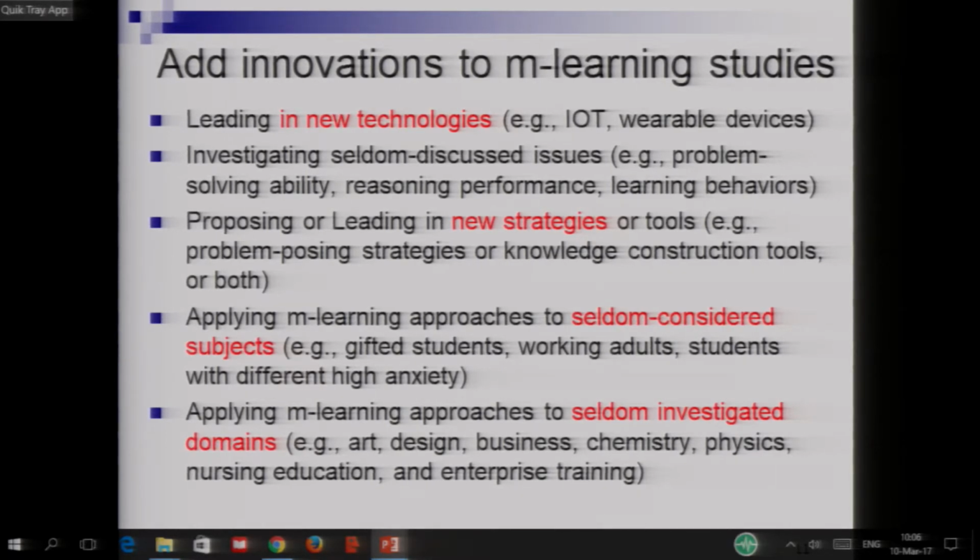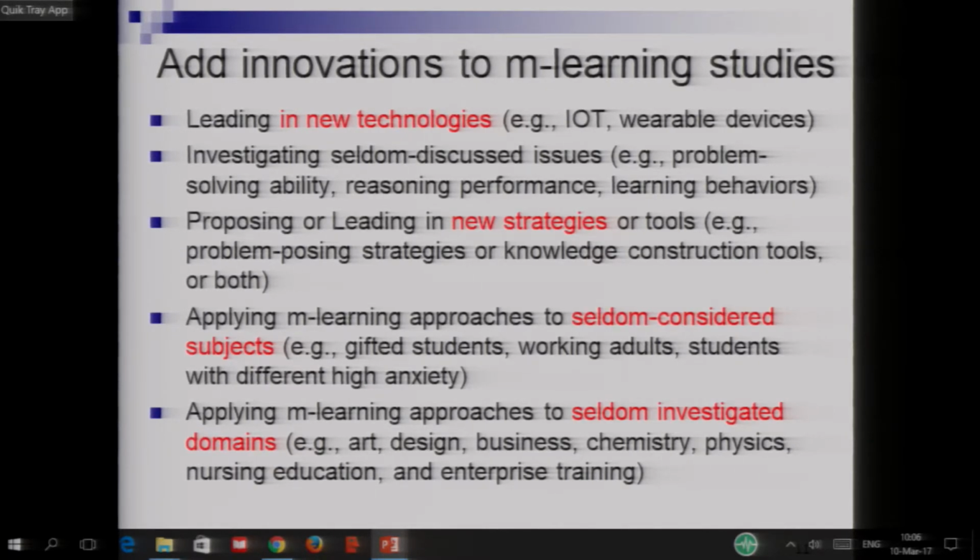That is also new. And of course, if you did not do this, you have a last opportunity. That is, you can apply those approaches to seldom investigated domains. What do we mean by seldom investigated domains?